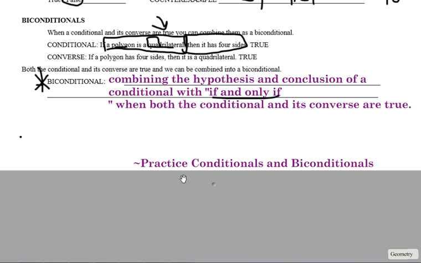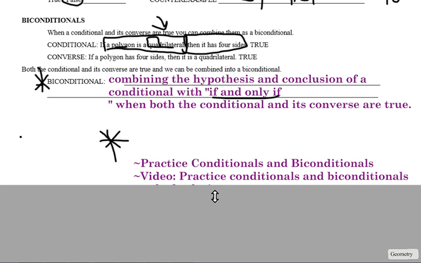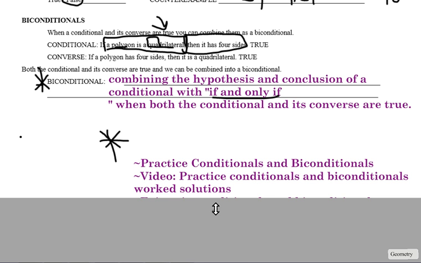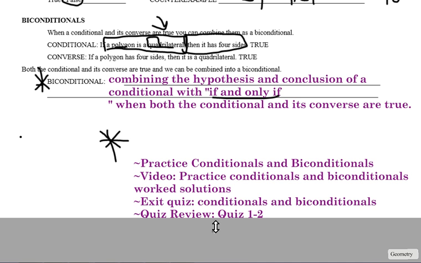Okay, so here's a look ahead at what you're going to be doing. Your next step is to work on the practice that follows this lesson of conditionals and biconditionals. Remember to look out for the problems with asterisks by them. Those are the ones that go along with a video for worked out solutions if you get stuck. After you have watched the video and done the practice, you're going to take your exit ticket, your exit quiz on conditionals and biconditionals. Remember, you have to score above an 80% in order to move on to the next thing. The next thing is going to be a little bit different now.